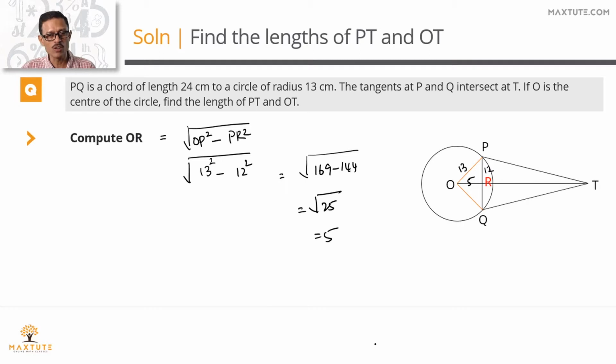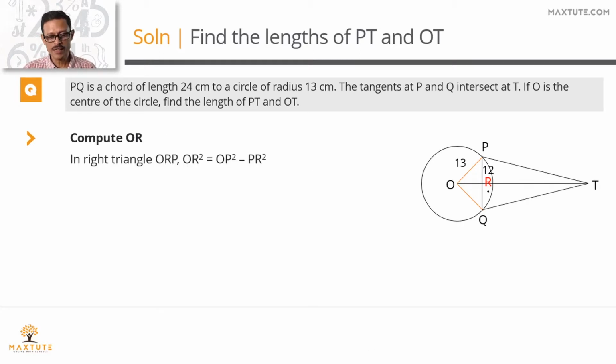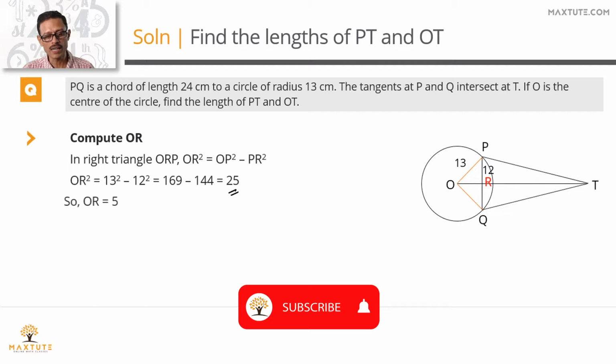Quickly summarize this also in a printed form before we move on to the next step. OR square is equal to OP square minus PR square, which is 169 minus 144, which is equal to 25. So the value of OR equals 5.